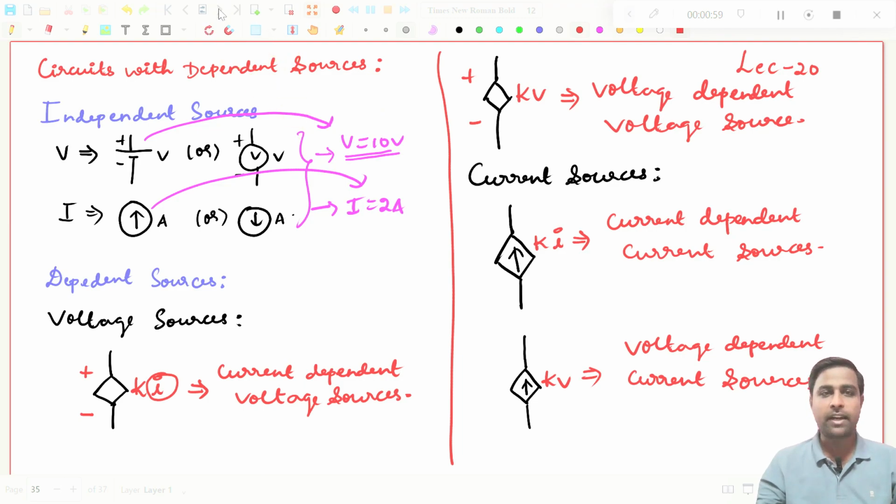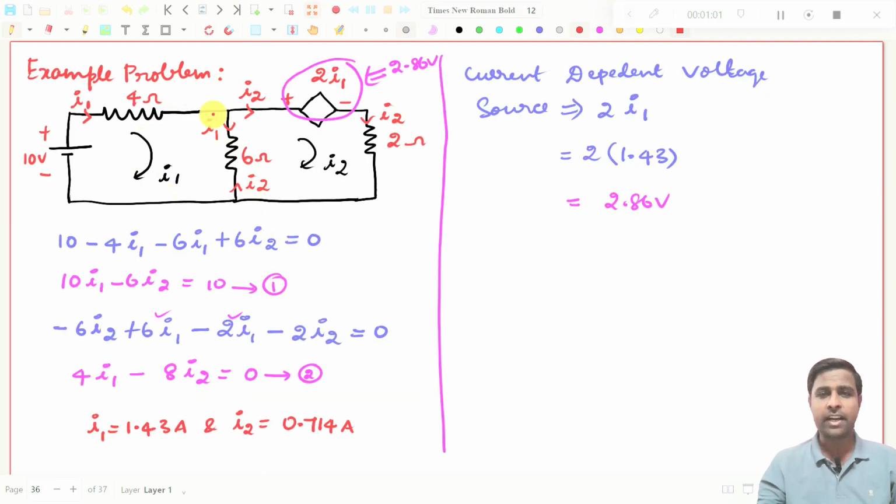And what we have done, we have taken an example problem. This is the problem we took in the last class, and we tried to solve it. We found the current I1, substituted it in this voltage source, and got 2.886 volt as the final answer.